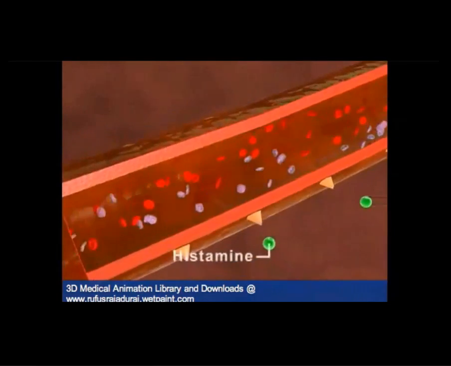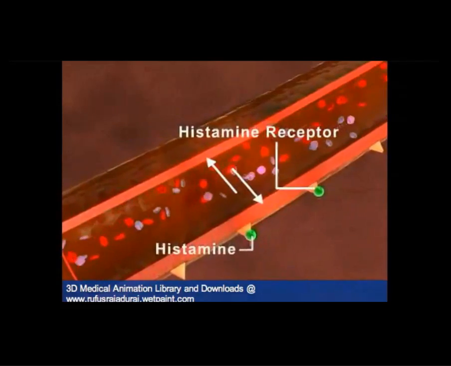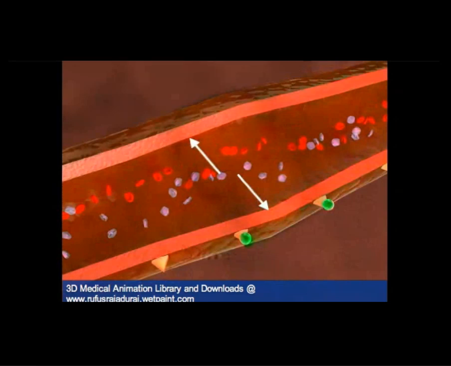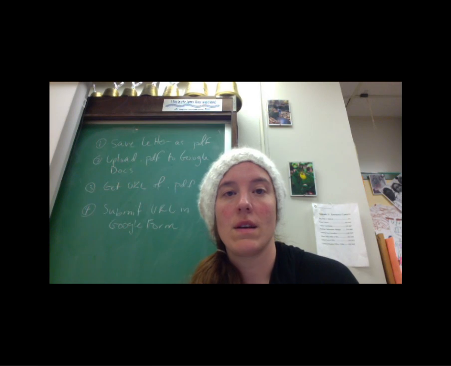These mediators cause dilation of the surrounding blood vessels and increase their permeability. This results in the nasal stuffiness, sneezing, and mucus discharge of allergic rhinitis.